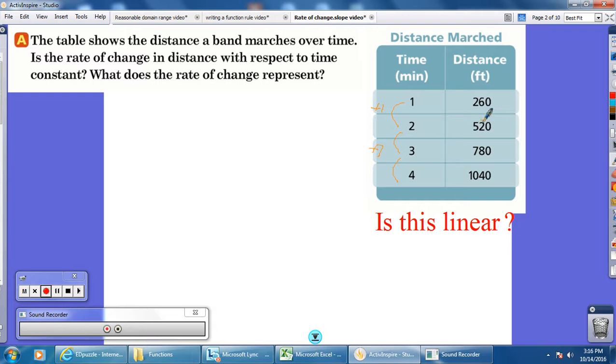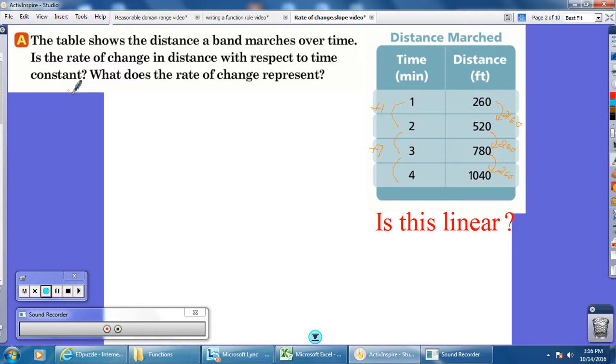From 260 to 520, is this constant? From 520 to 780, is this constant? And from 780 to 1040, is this constant? Well, let's see. What's 520? That's 260. Is that right, guys? You've gotta tell me. 8, 7, 6. So it's 260. I don't have my calculator. So yes, this is constant and this is constant.